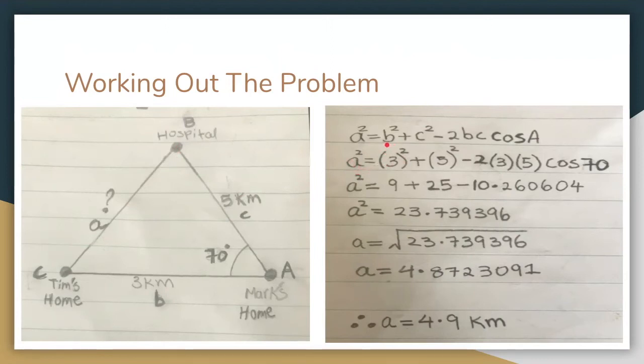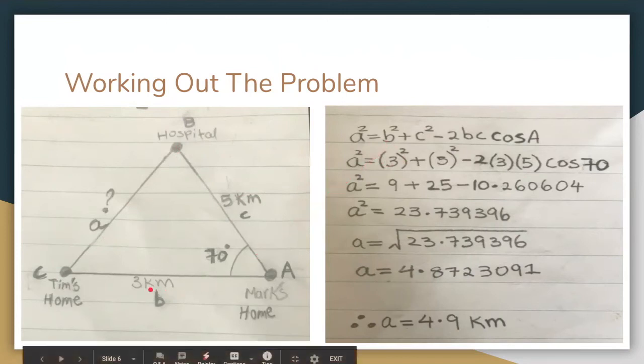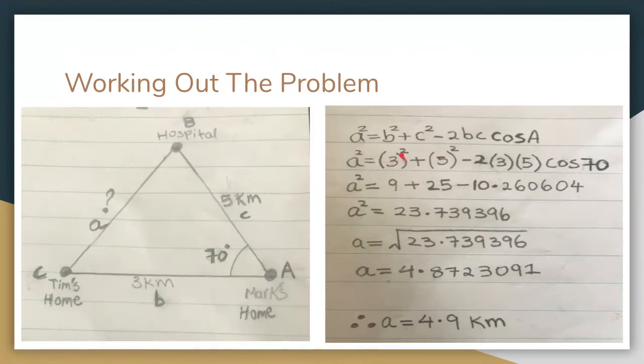So for b, that would be 3 kilometers. So we would write 3 in brackets and then squared, plus c would be 5 kilometers, so that would be 5 in brackets squared, minus 2, b would be 3, and c would be 5, cos 70. 70 is the angle.